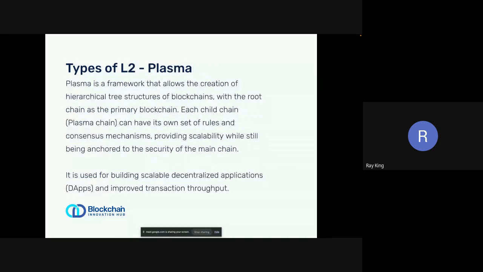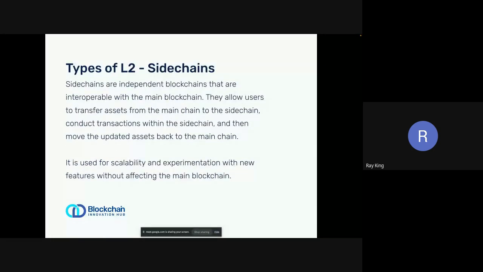Now, the next type is Plasma. So just add these statements. Sidechains, they run parallel.